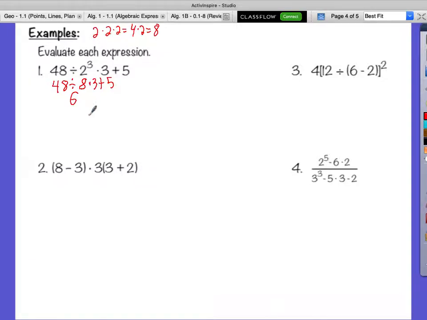So 6. And I'm going to rewrite this now: times 3 plus 5. The reason I rewrote that is because we have to finish off this division before we can do this multiplication here. That number is used in this. What is 6 times 3 now, that multiplication? 18. Now we only have one operation left. What do we have left? 18 plus 5, what would that be? 23. That ends up being our answer.